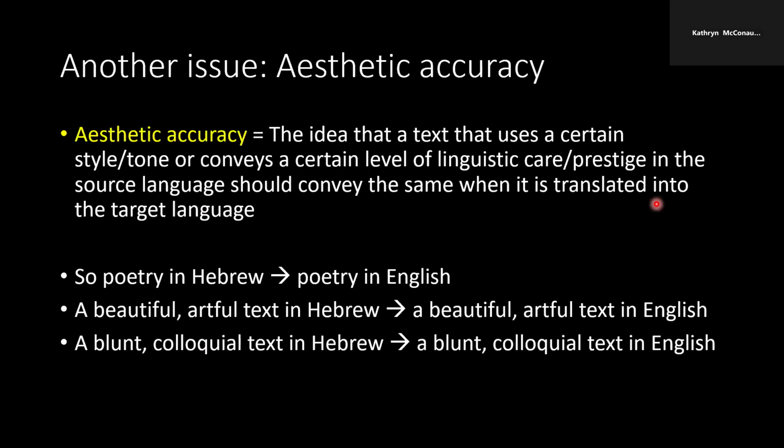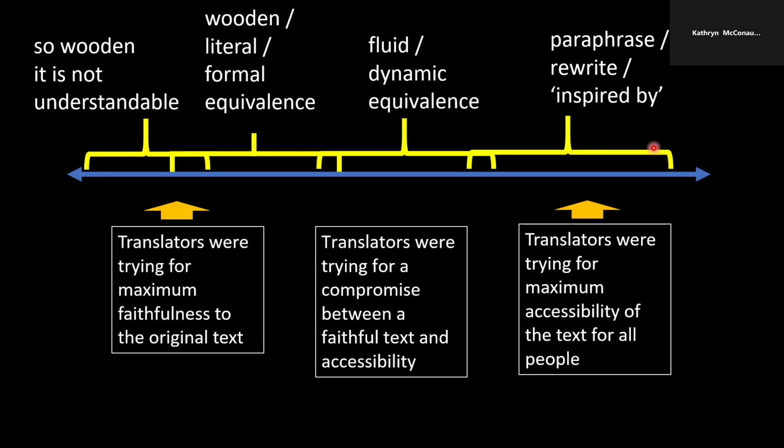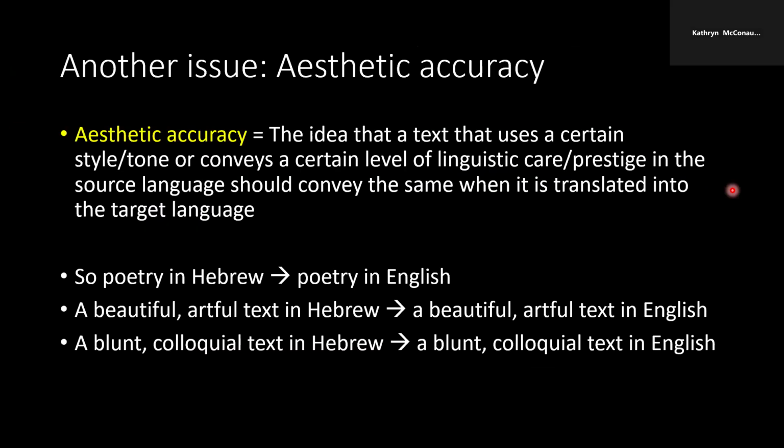Now, another issue I want to throw in here, because honestly, this kind of continuum, where it's one line and you're just moving up and down this one line, isn't complicated enough to represent what is actually happening when you translate. There's another issue, which is the issue of aesthetic accuracy. There are some different terms that are used for aesthetic accuracy. It can also be accuracy of style, accuracy of tone. Those are also things that this is called.